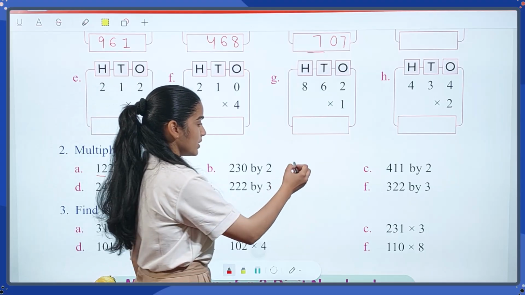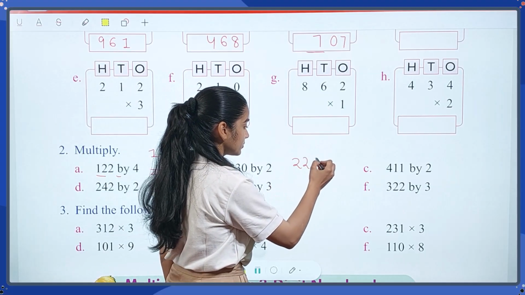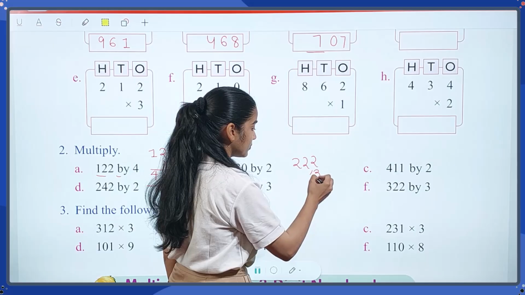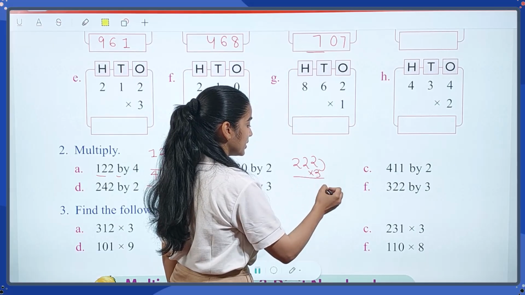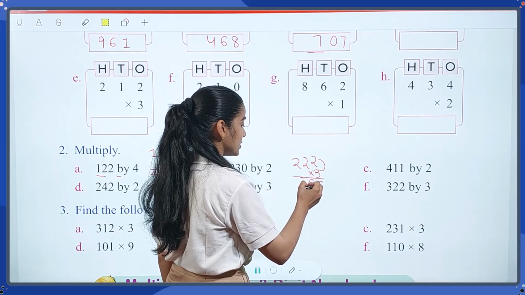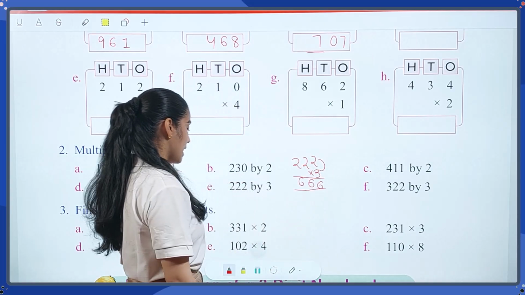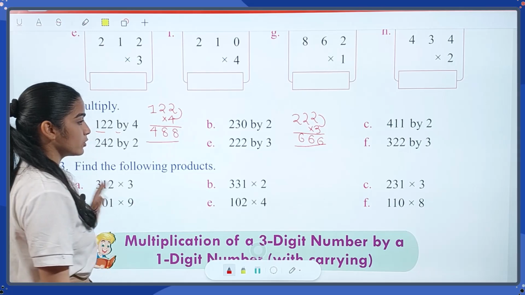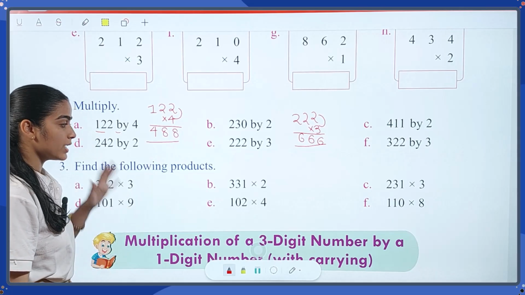For this, if we have triple 2, which we have to multiply by 3. 3 multiplied by 2 is 6. 3 multiplied by 2 is 6. 3 multiplied by 2 is 6. So, 666 is your answer. I hope, students, you can do the rest of the questions in a similar way as I do.